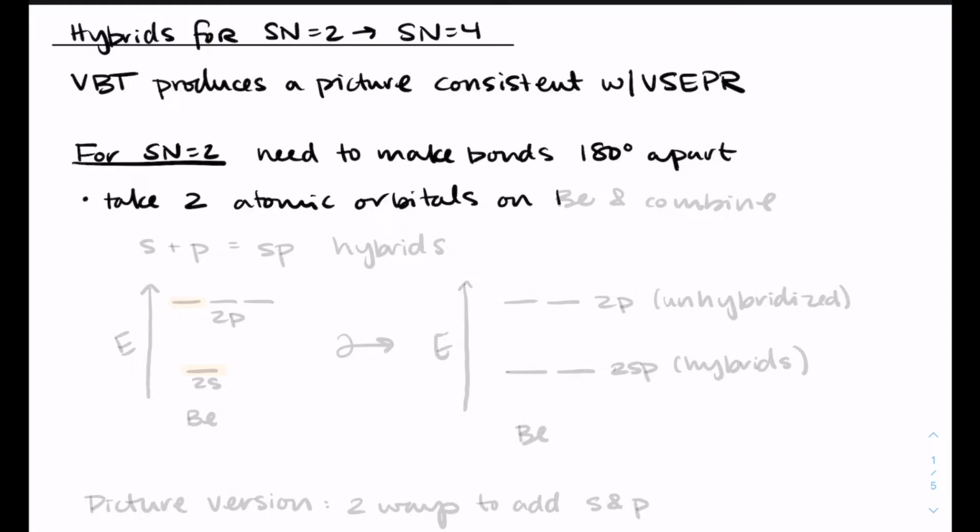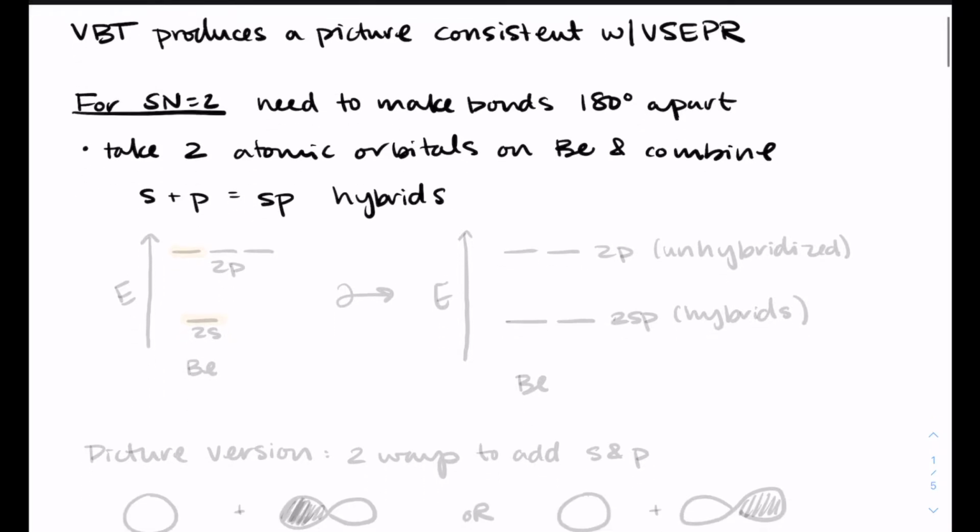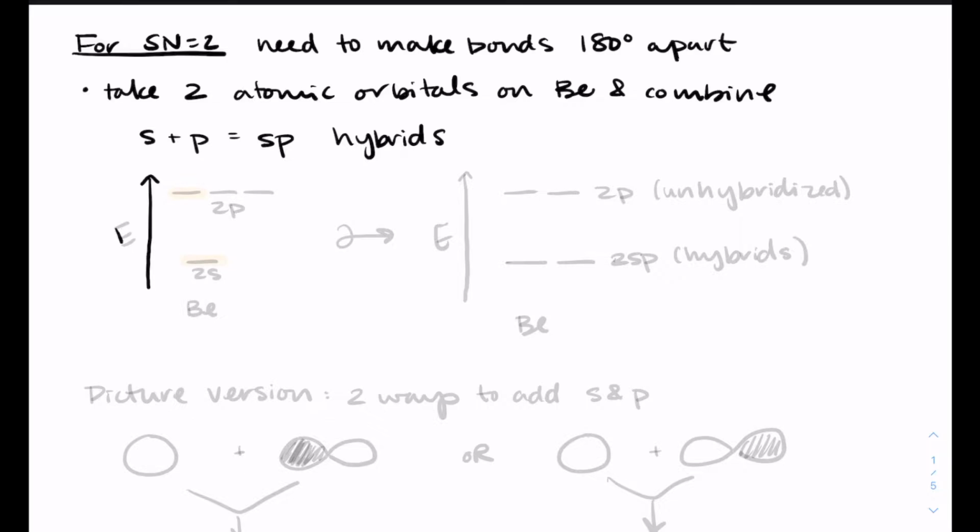The way that we do this is that we will take 2 atomic orbitals on beryllium and combine them. So for valence bond theory, you will pick an atom, count the number of things around it, determine its geometry, make hybrid orbitals that point in those directions, and then overlap them with adjacent atoms' orbitals, hybrid or regular, in order to make the bonds.